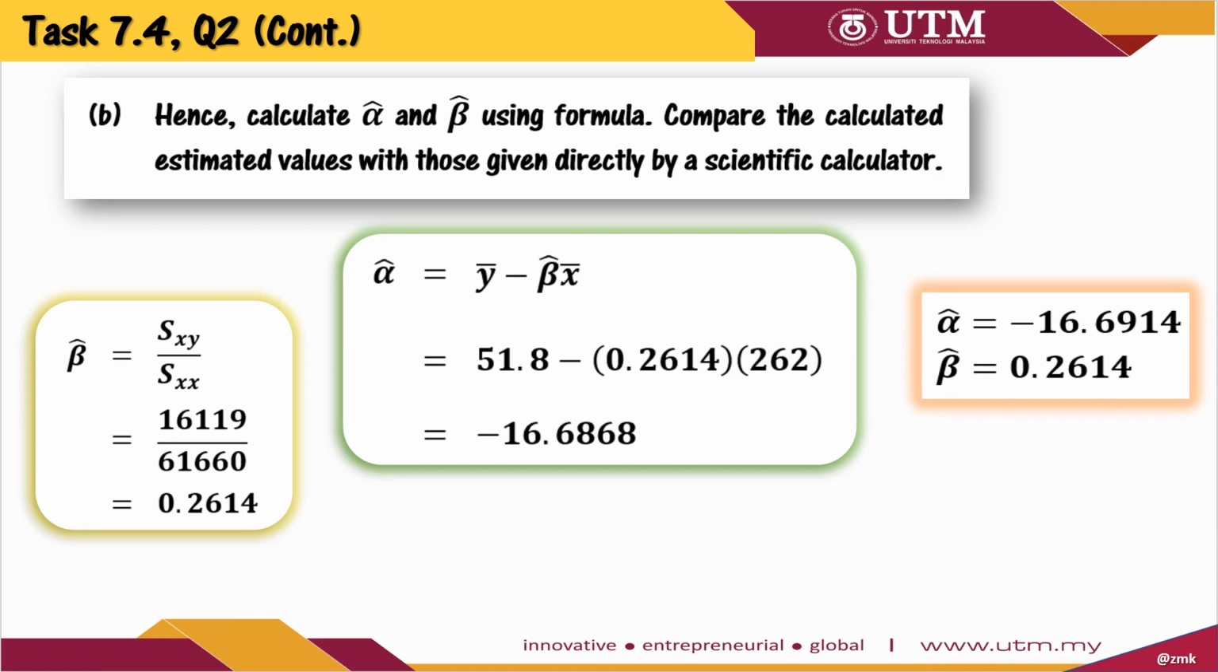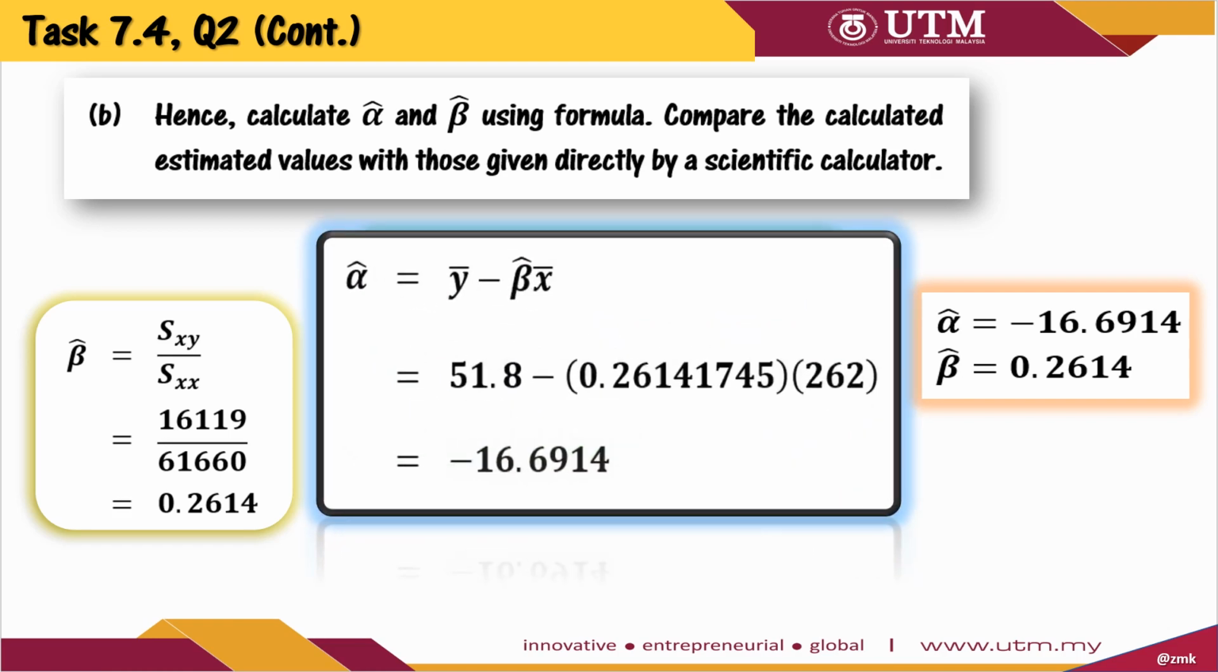Notice that while the values of beta hat are the same either from the formula or from the calculator directly, the values of alpha hat are slightly different. This is due to the use of beta hat value, which was rounded off to 4 decimal places. If you do not round off the beta hat value in the alpha hat formula, then you will get this estimated alpha value, which is exactly the same as what is given by the calculator directly.